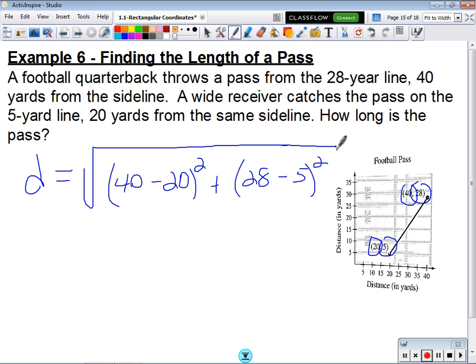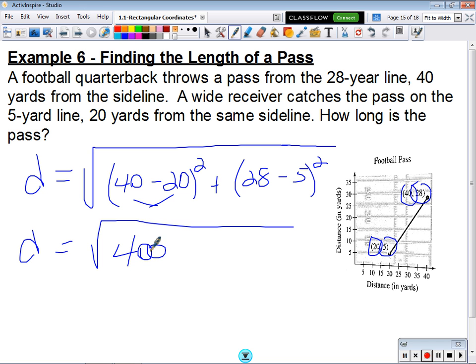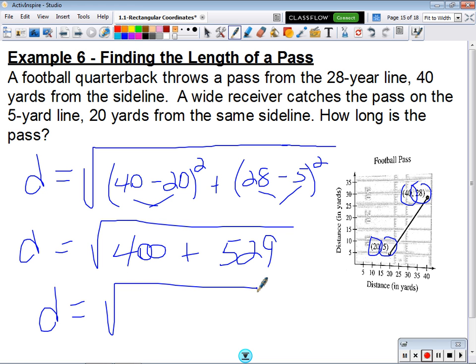When I go to work this out here, I have 40 minus 20 is 20, and then 20 squared would be 400, plus 28 minus 5 is 23, and 23 squared would be 529. When I add these together, this is going to be the square root of 929.